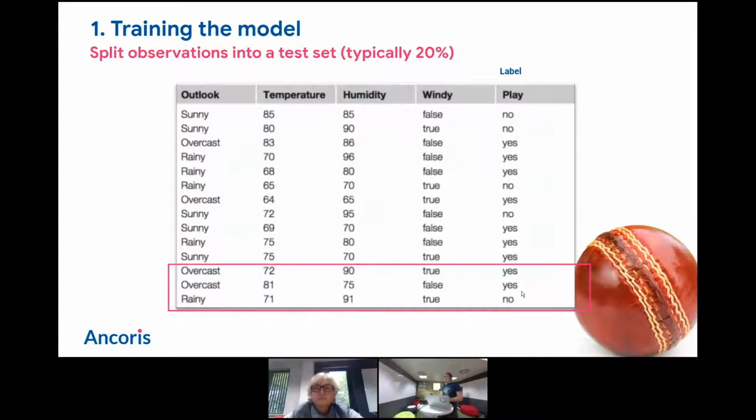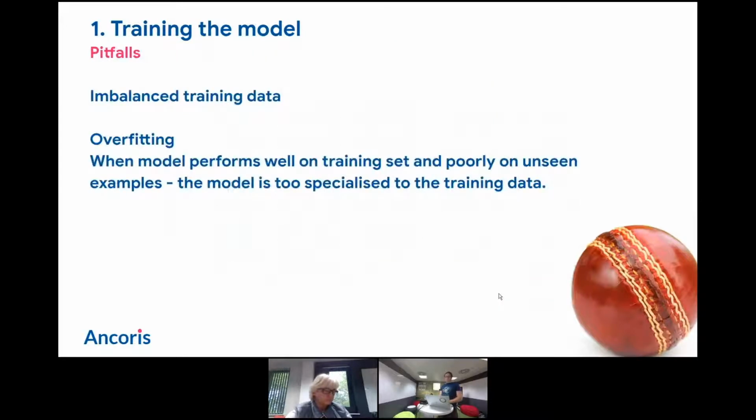And we feed those into the model once it's trained on that training set. Because we know the answer here, we know yes, yes, no, we can feed into the model these inputs and just verify what it predicts. We can get an accuracy score, and that's what you're ultimately aiming for in that training exercise. Now, again, some of the pitfalls that we see. We've talked about imbalanced training data.